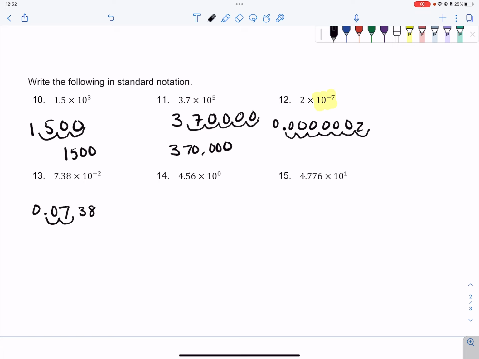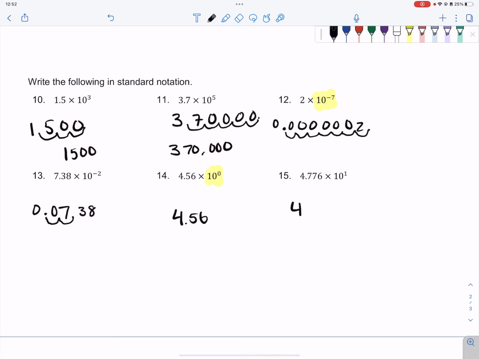The next one, we have 4.56 times 10 to the 0 power. We have our exponent being 0, which means our decimal place isn't going to move at all. Our number is simply just 4.56. Another interesting fact, whenever we have 0 as an exponent, that number is simply just 1. So anything to the 0 power is just 1.